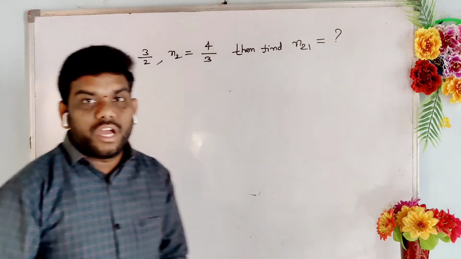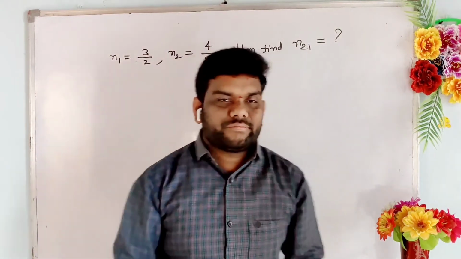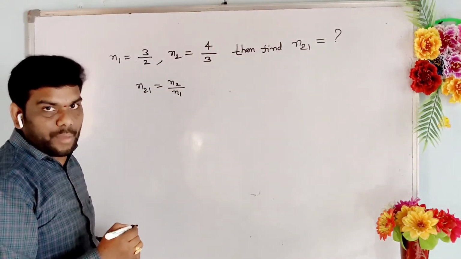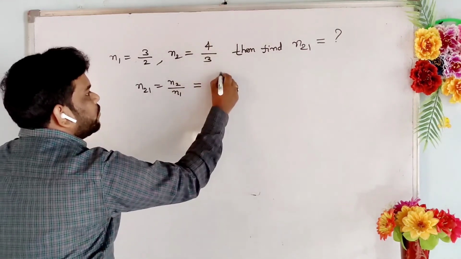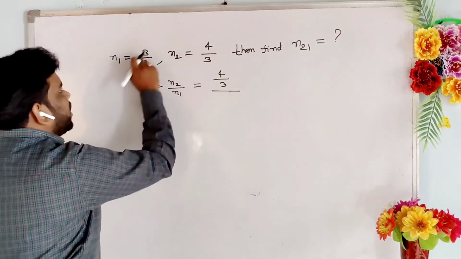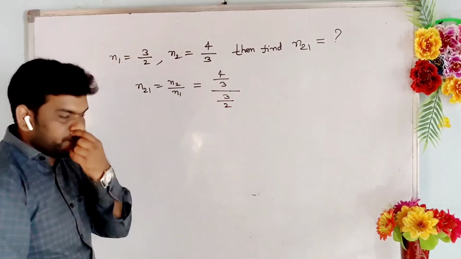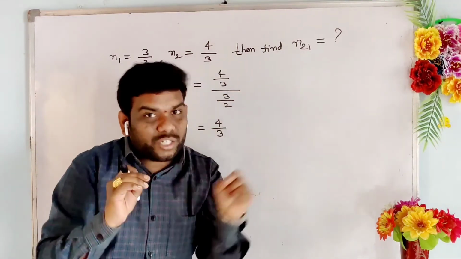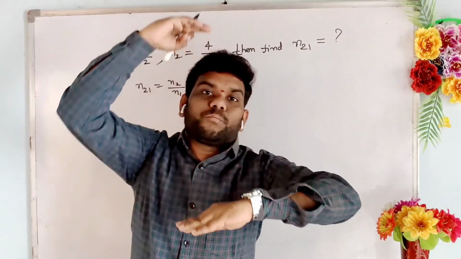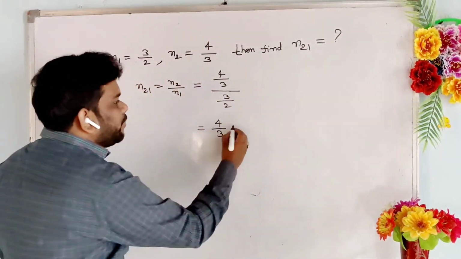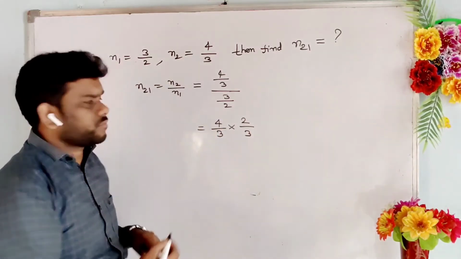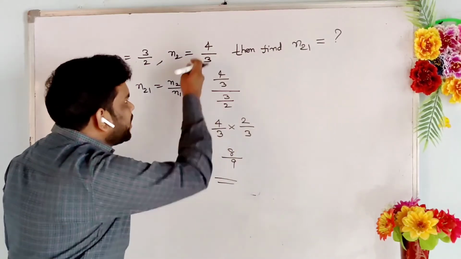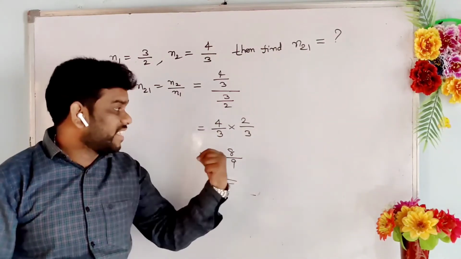Wow, n21. Already I told what n21 is. n21 is equal to n2 by n1. Am I right? Yes. What is the n2 value? 4 by 3. What is the n1 value? 3 by 2. So 4 by 3 stays like that. Now the denominator is 3 by 2, so it turns into its reciprocal on the upper side, which means 2 by 3. Now 4 2s are 8, 3 3s are 9. So it is the answer. Do it like this. This is 1 mark.